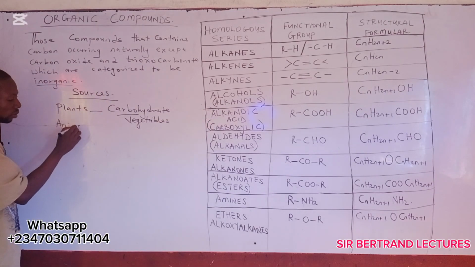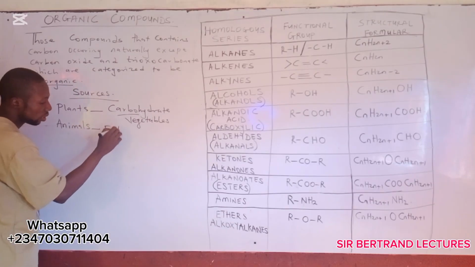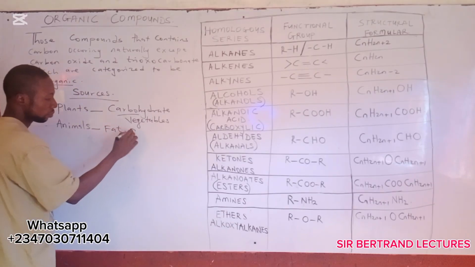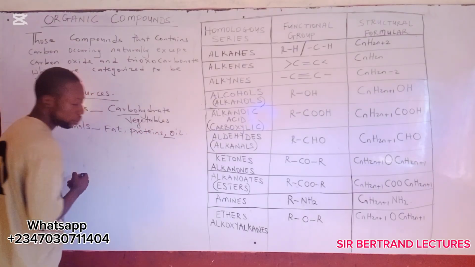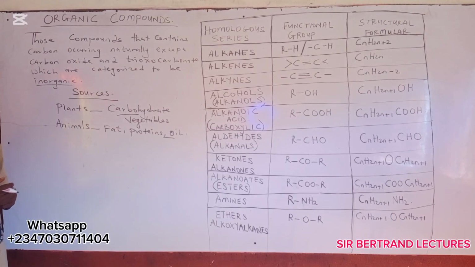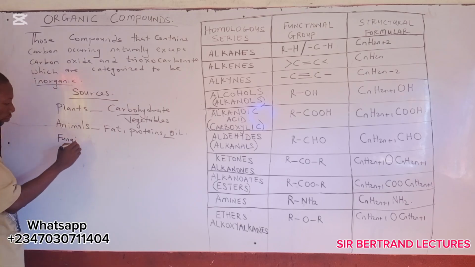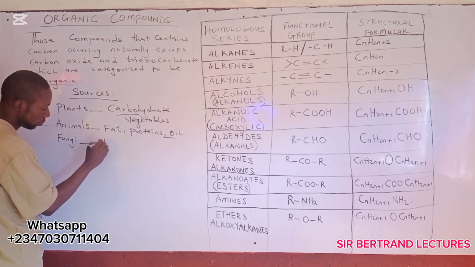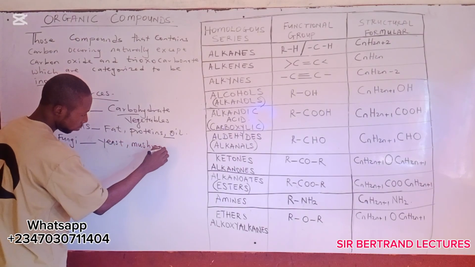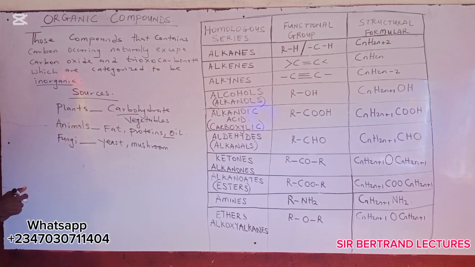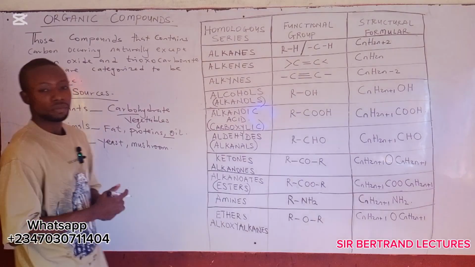Then animals like fats, proteins, and oil are the natural sources of these organic compounds. Then we have fungi. Fungi like yeast and mushroom contain these organic compounds, right?